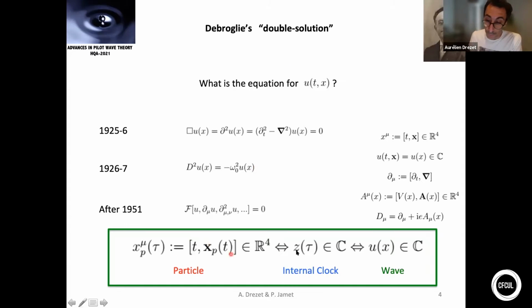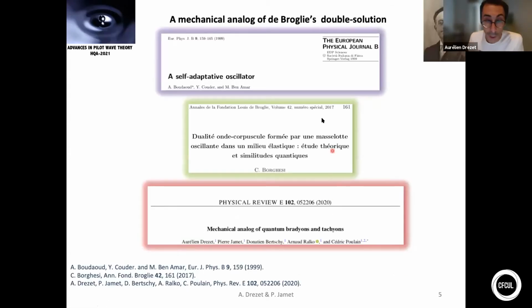So you have a free system, a particle, which is a point-like system, you have an internal clock, and you have a wave. This is based on some previous work, one by Yves Couder, who, independently of the study of the droplet, was looking at something about self-adaptive oscillators, at the end of the 90s. And then there's a very nice paper by Christian Borghesi, whose name was mentioned several times in previous talks. It was a relativistic model, and many common points with this model are present in our work. There are some differences as well, but I will not detail this today.